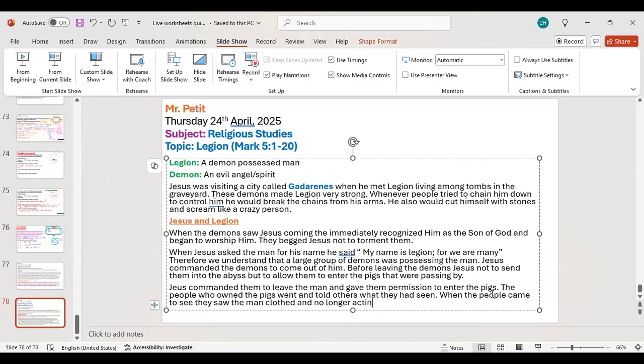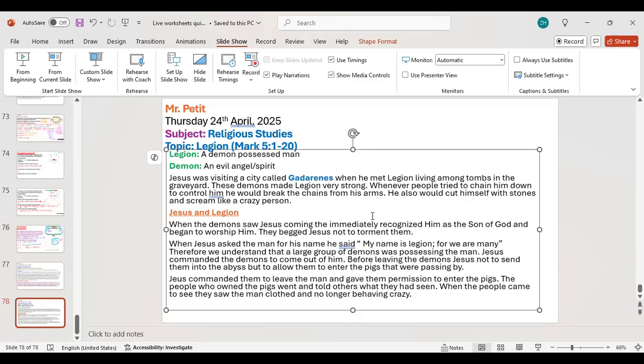Mr. Petit, I learned a different version of the story. Before the man went to spread the news, the pigs ran off the cliff and jumped in the lake and drowned. I didn't say that. The pigs ran into the sea and drowned.